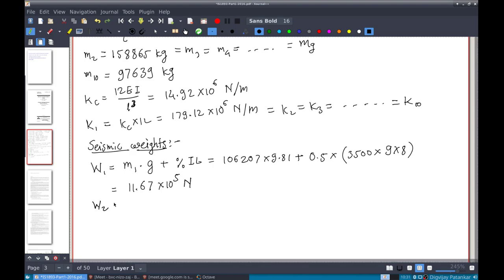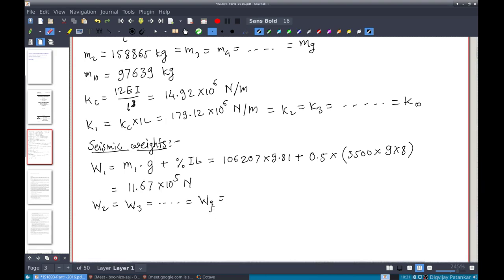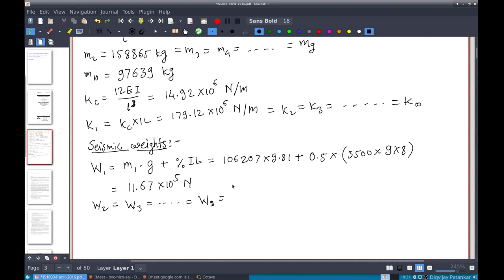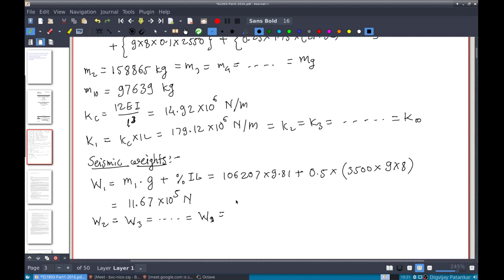W2. Similarly, m2 into g plus percentage of imposed load, 50% of this, which is also equal to, now in this case, W3 equal to, and so on. Please explain 9 into 8. How much? That 9 into 8. I'm not getting the value. Sir, I'm asking about that 9 into 8, please explain that, about this 0.5 one.